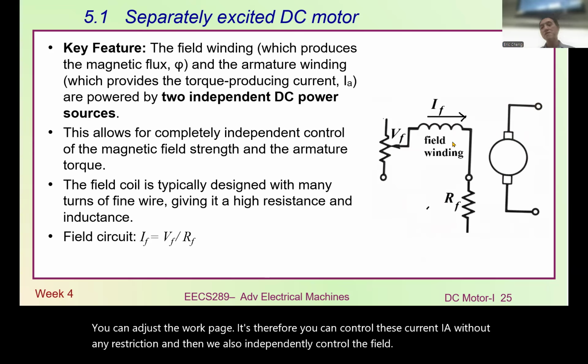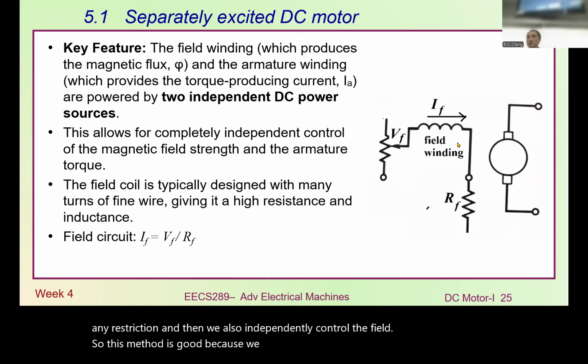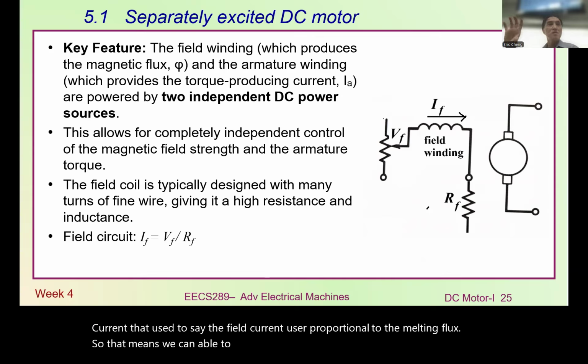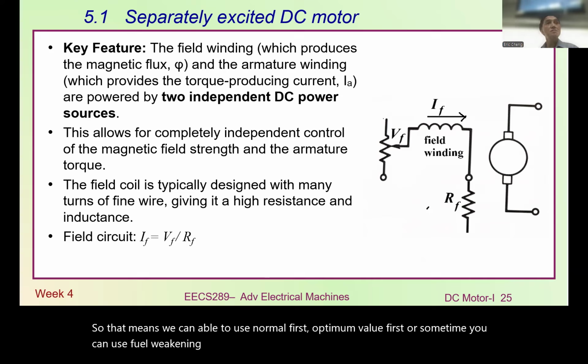So this method is good because we can adjust any field current. That is to say the field current is usually proportional to the magnetic flux. So that means we are able to use normal flux, optimum rate of flux, or sometimes we can use field weakening quite easily. Especially when you overdrive the motor, you can use field weakening to further increase the speed.